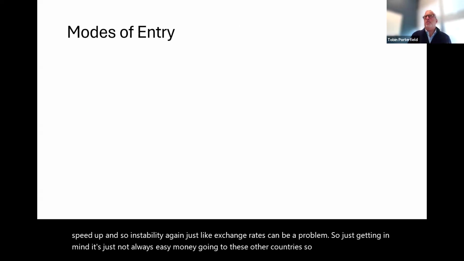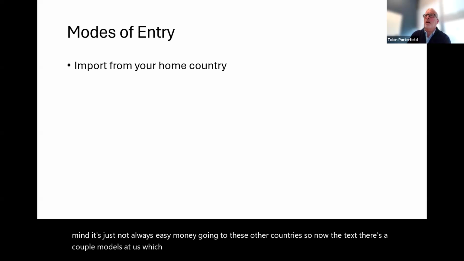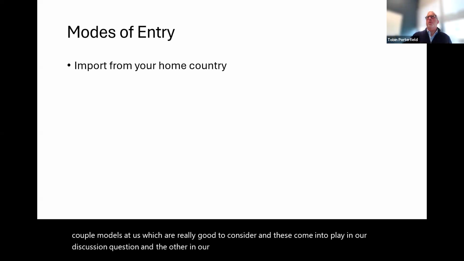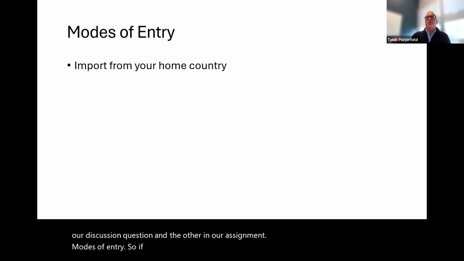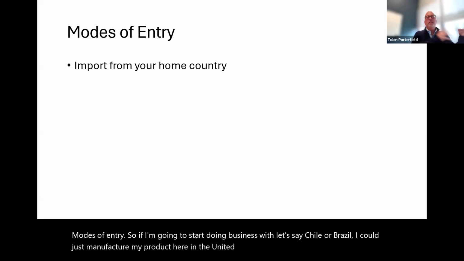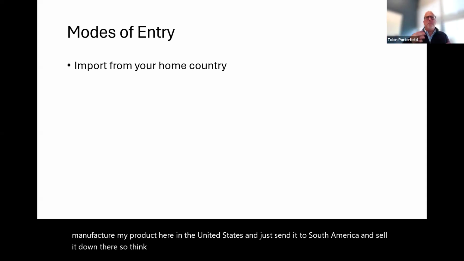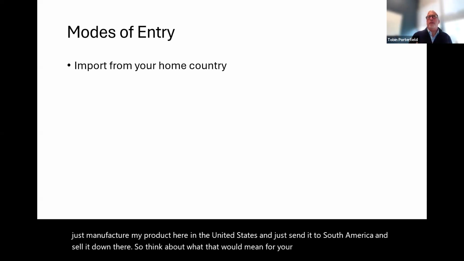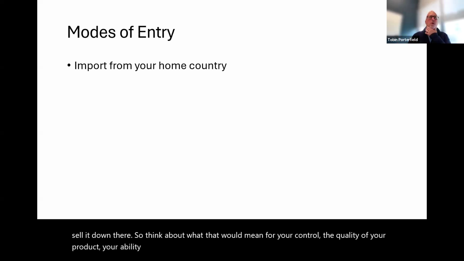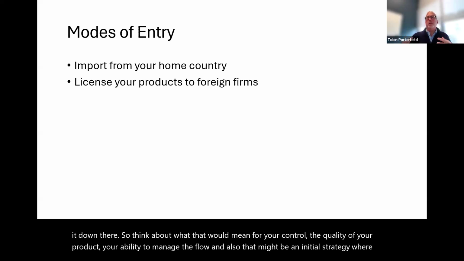So now the text throws a couple models at us, which are really good to consider. And these come into play in our discussion question and the other in our assignment. And so modes of entry. If I'm going to start doing business with, let's say, Chile or Brazil, I could just manufacture my product here in the United States and just send it to South America and sell it down there. So think about what that would mean for your control, the quality of your product, your ability to manage the flow.